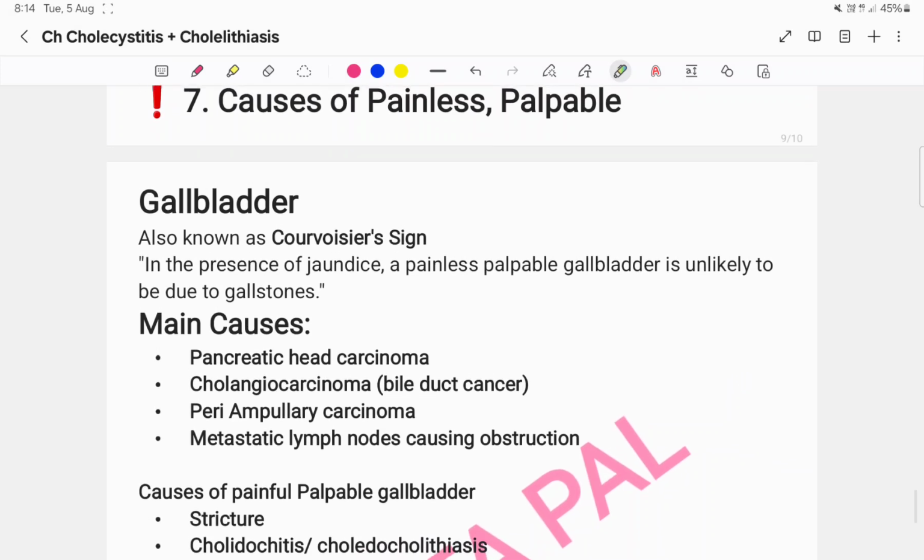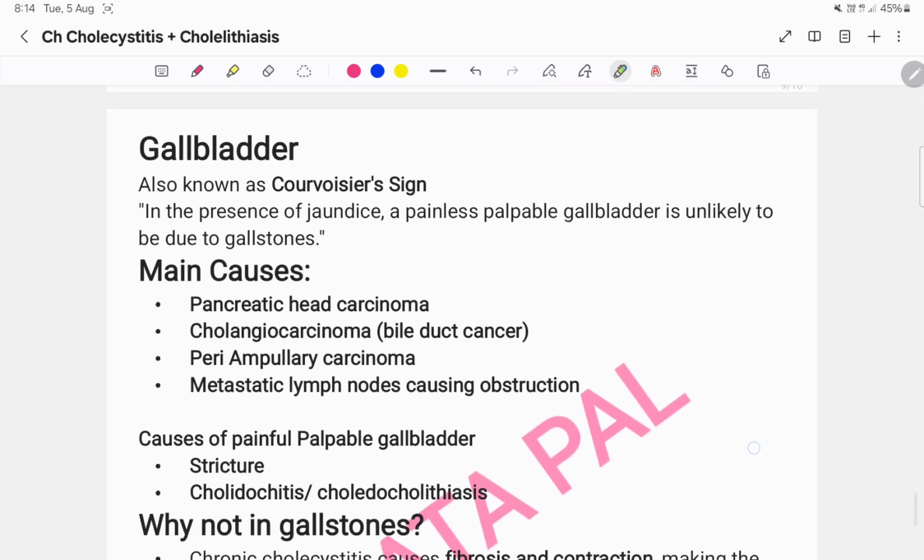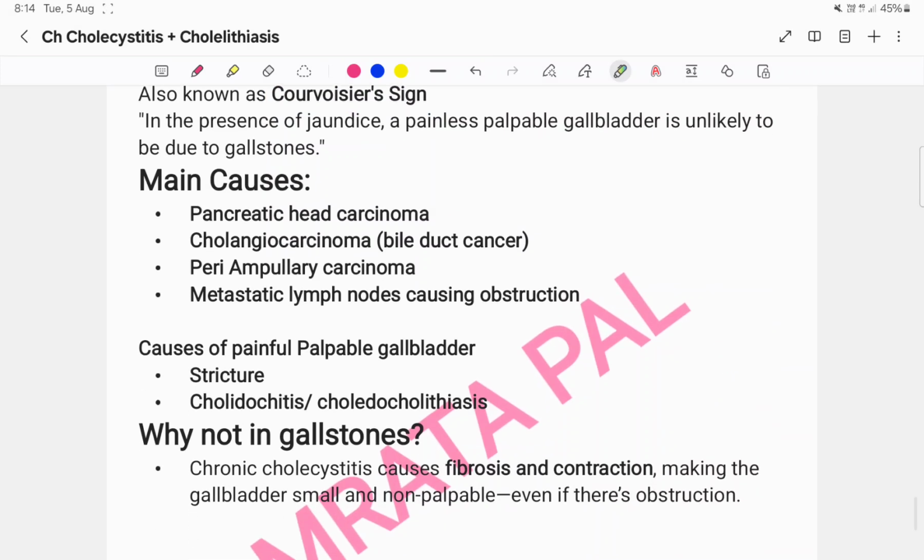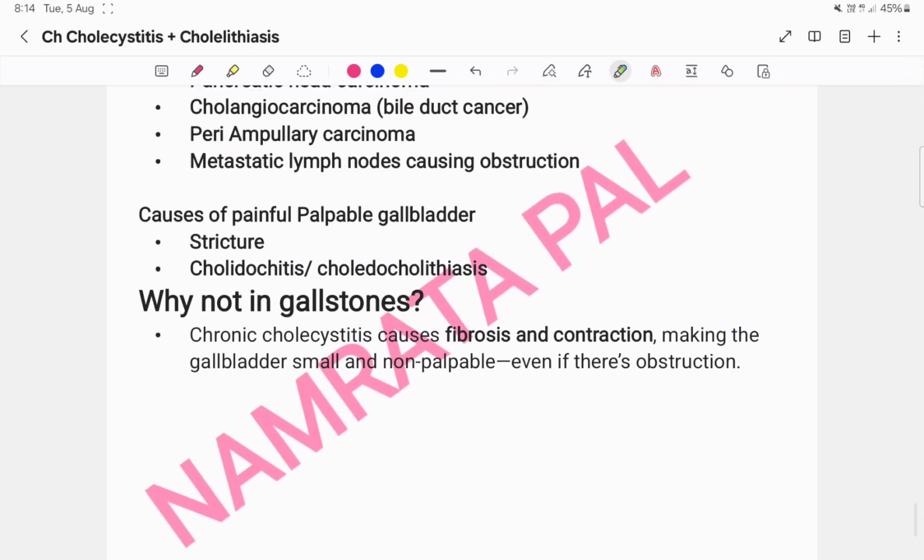Now here we have added the causes of painless palpable gallbladder. We have already discussed that this sign is known as Courvoisier sign. The main causes are periampullary carcinoma, cholangiocarcinoma, pancreatic head carcinoma, and metastatic lymph node causing obstruction. Here you can see most are malignant causes. What are the causes of painful palpable gallbladder? It is stricture and choledochitis or choledocholithiasis.